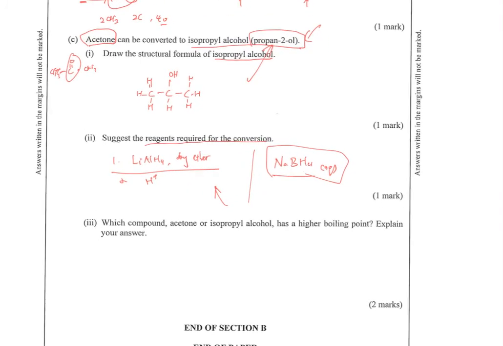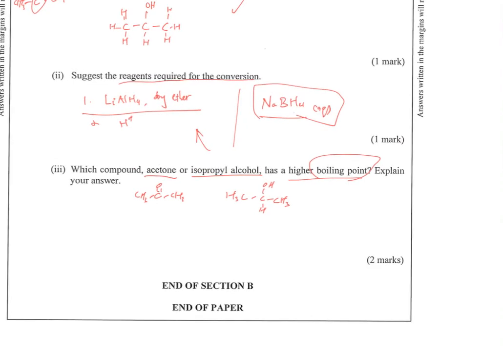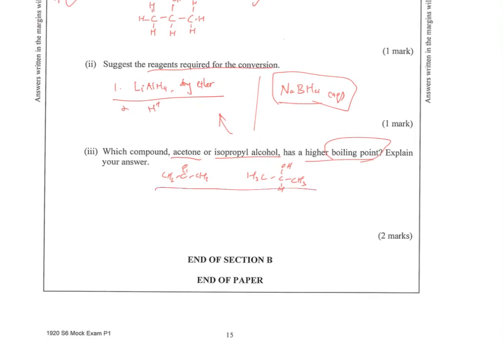Okay, now, which compound, acetone or isopropyl alcohol, which contains OH, has the higher boiling point and melting point? Remember in the previous question, I asked you to explain in terms of structure and bonding. So here it is still the same. These two are organic compounds, molecules, so both of them have simple molecular structures. That means the forces are intermolecular forces. But we have two types of intermolecular force, just remember: one is weak van der Waals forces, another one is hydrogen bond.